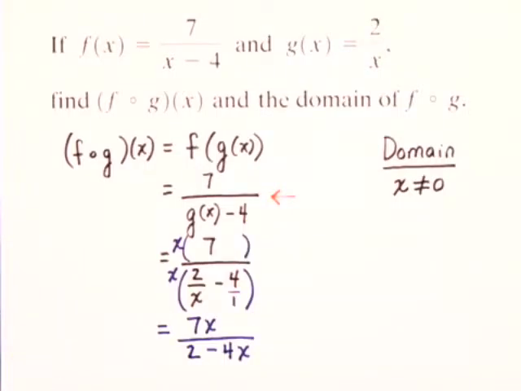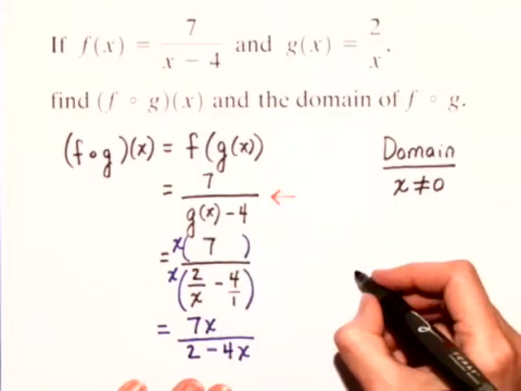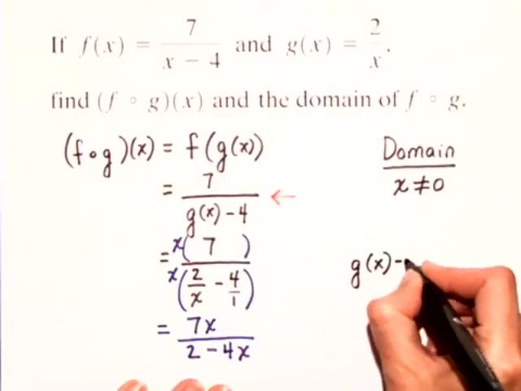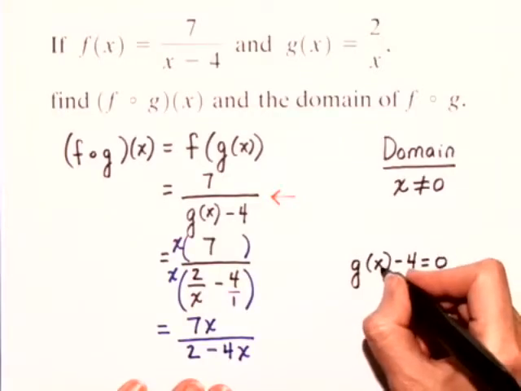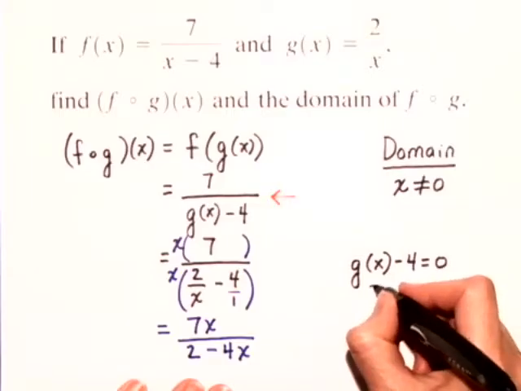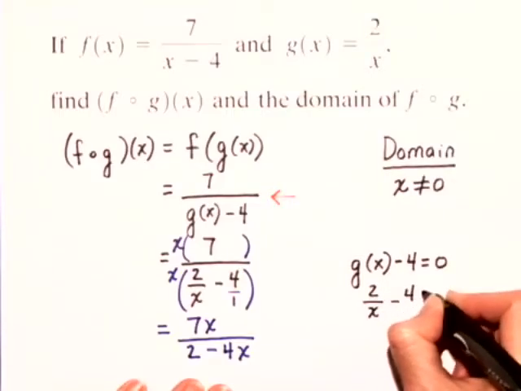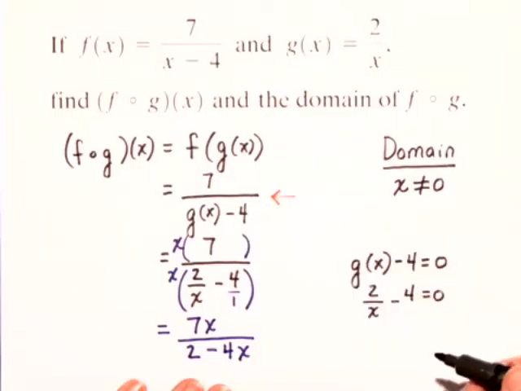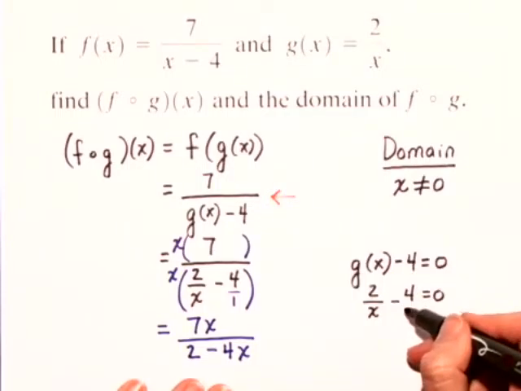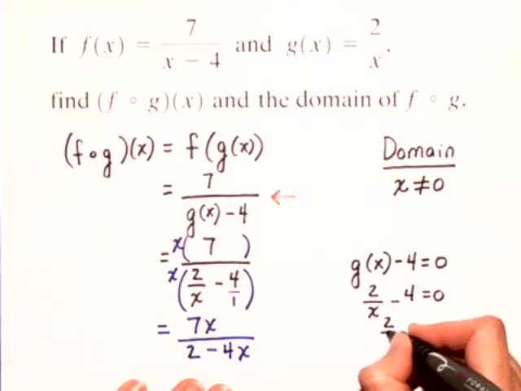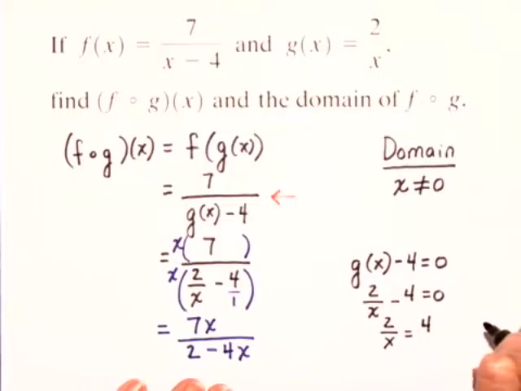So the denominator is 0 anytime g of x minus 4 is equal to 0. Well, g of x is really 2 over x. So anytime 2 over x minus 4 is equal to 0, our new composed function would have a denominator of 0. This is an easy problem to solve. Let's add 4 to both sides and we get 2 over x is equal to 4. We can multiply both sides of this equation by x and we'll get 2 is equal to 4x. And then if I divide both sides by 4, I get that x is equal to 2 over 4, or 1/2.